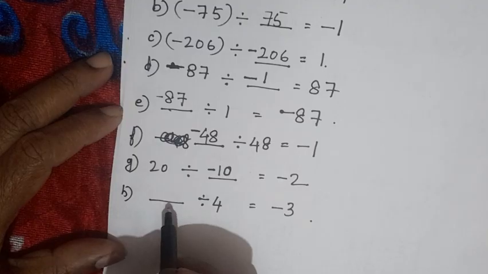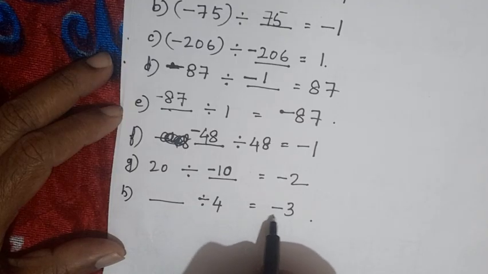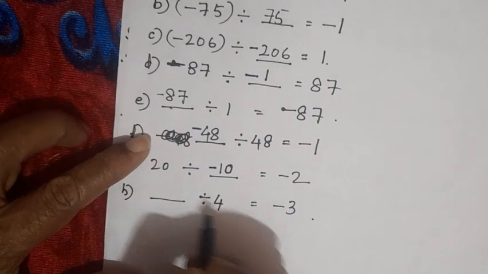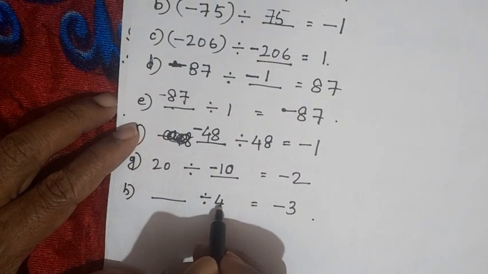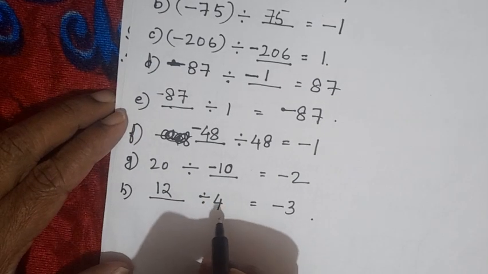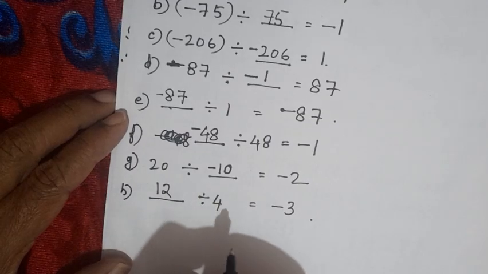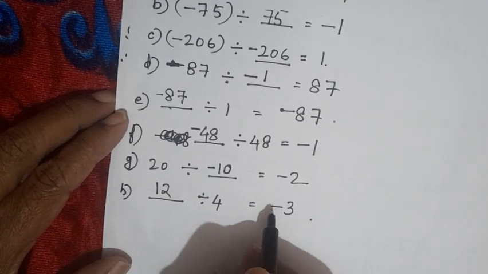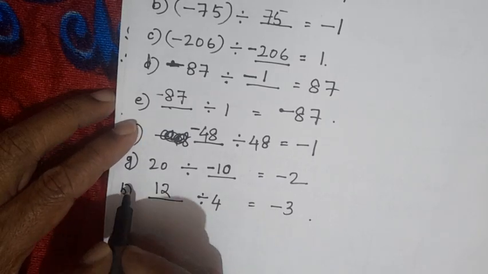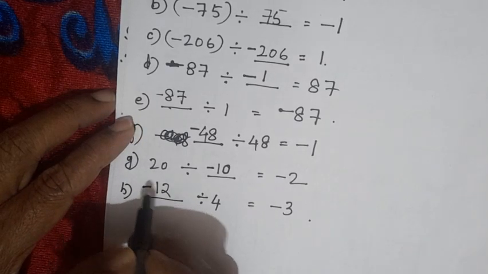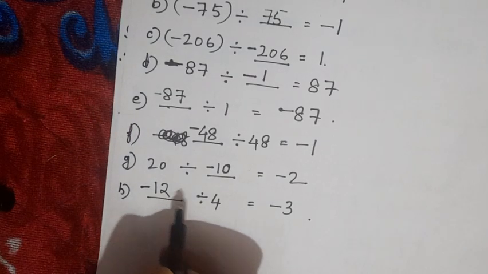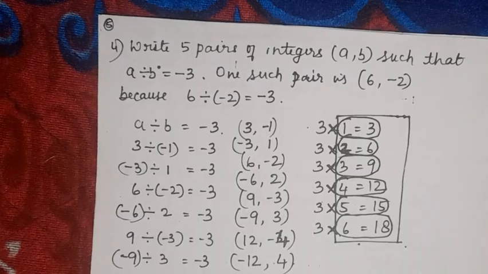Now the next question is dash divided by 4 is equal to minus 3. So here to get 3, you should divide 12 by 4. Now 12 divided by 4 is equal to 3, but the sign you have to take care of. What is the sign here? Minus 3. So here the answer should be minus 12. This should be a negative integer. So minus 12 divided by 4 is equal to minus 3.